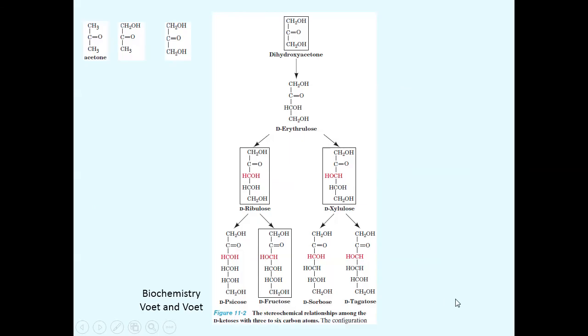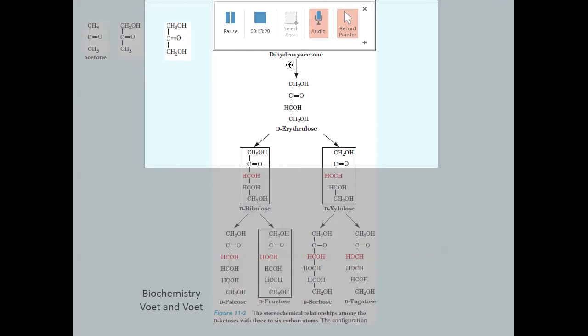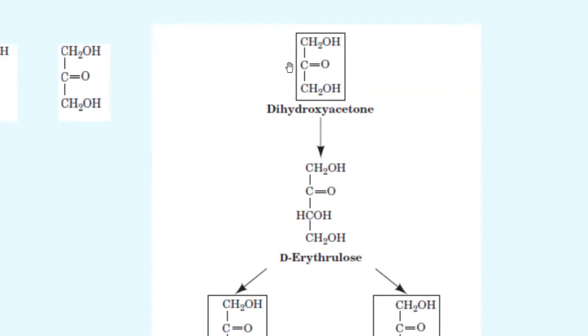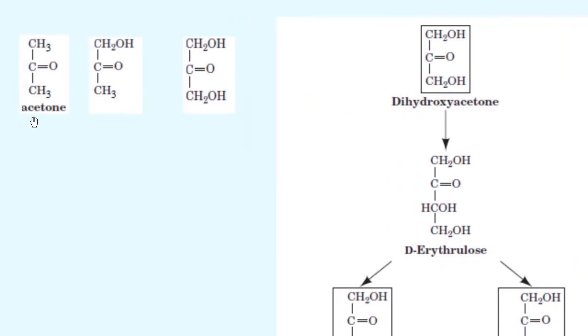Now let us talk about keto sugars. The simplest keto sugar is called dihydroxyacetone. You can easily remember the structure of this keto sugar if you know the structure of acetone. Acetone is a 3-carbon compound and contains a keto group on carbon 2. There are 2 methyl groups attached to it. If you replace one hydrogen atom of a methyl with a hydroxyl, it will become hydroxyacetone. If you do the same on the other methyl group as well, it will become dihydroxyacetone.